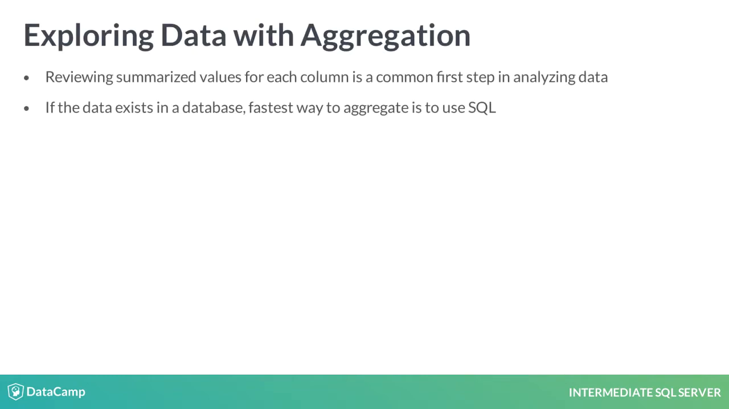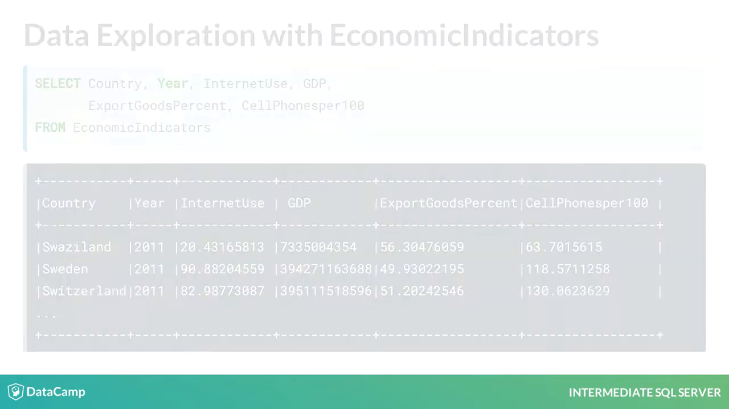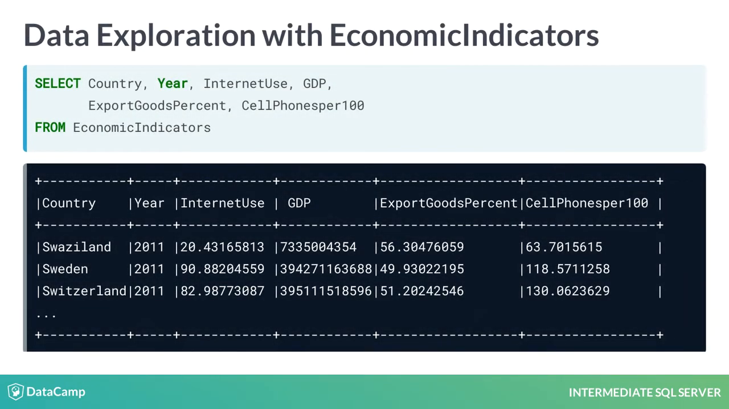Data scientists spend a lot of time analyzing and aggregating data by generating summary statistics, such as the mean, minimum, and maximum values of columns. If your data exists in a database, the fastest way to generate summary statistics is by using SQL. In the videos of this chapter, we will run queries on the EconomicIndicators table.